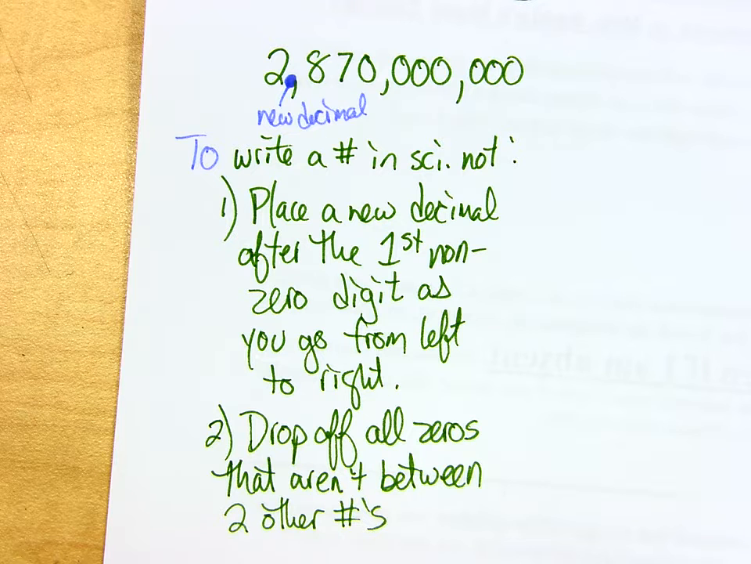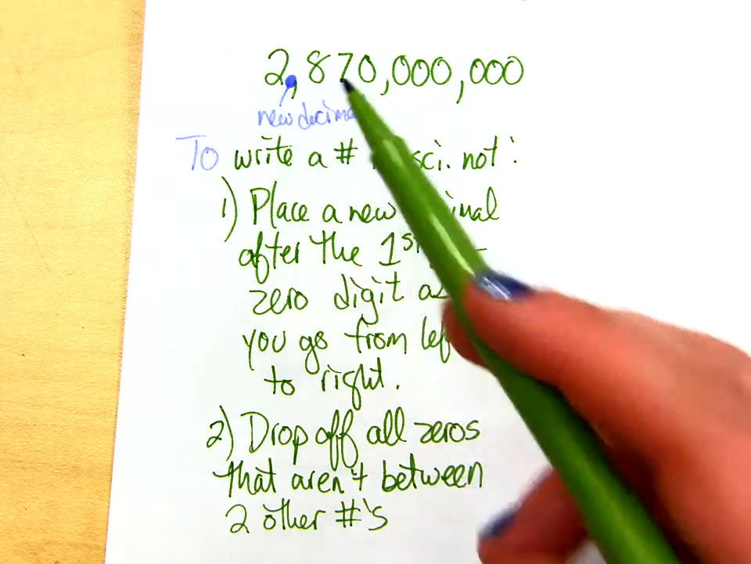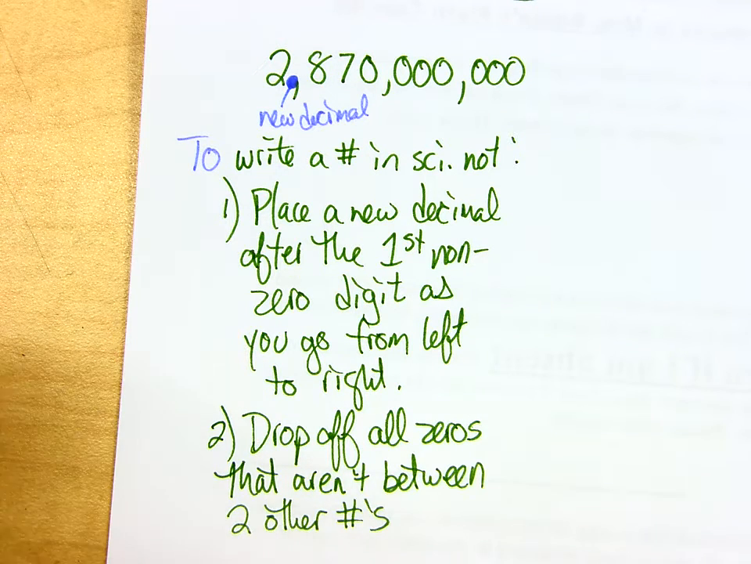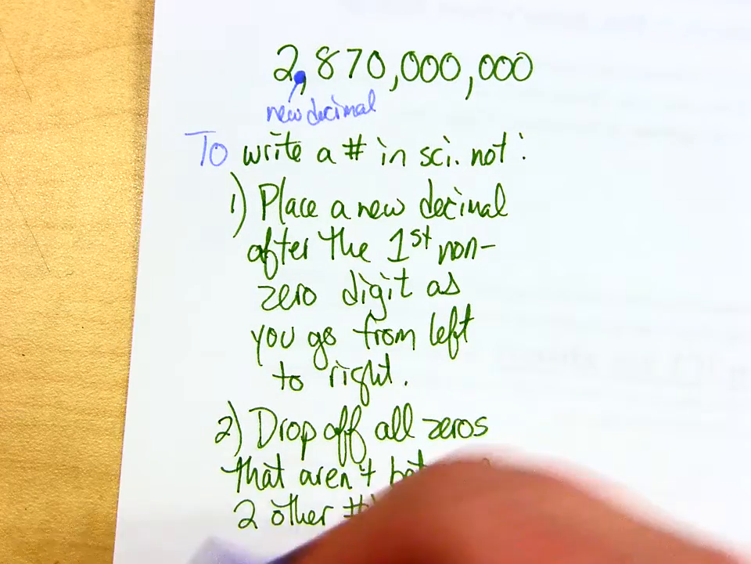Whatever that number is has to be between 1 and 10. So it has to be 1 or greater, but it has to be less than 10. If you put your decimal in the wrong spot and you had 28.7, that's not correct scientific notation. So that first number, when you drop off all those zeros, should be between 1 and 10. Because then you could have written it more concisely. Okay, so let's put a little star here.